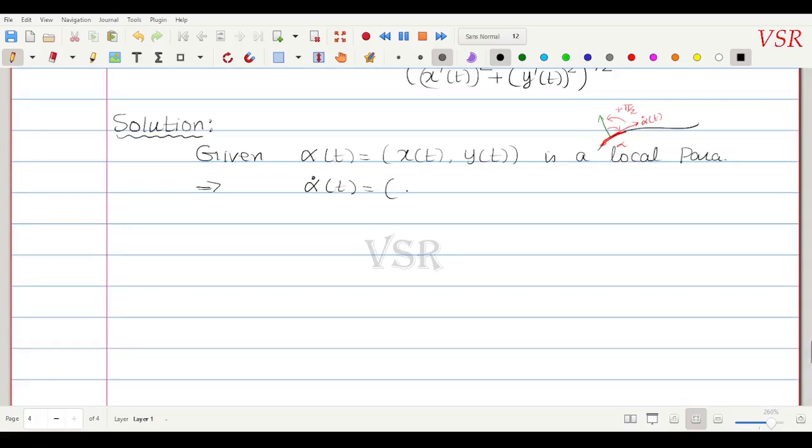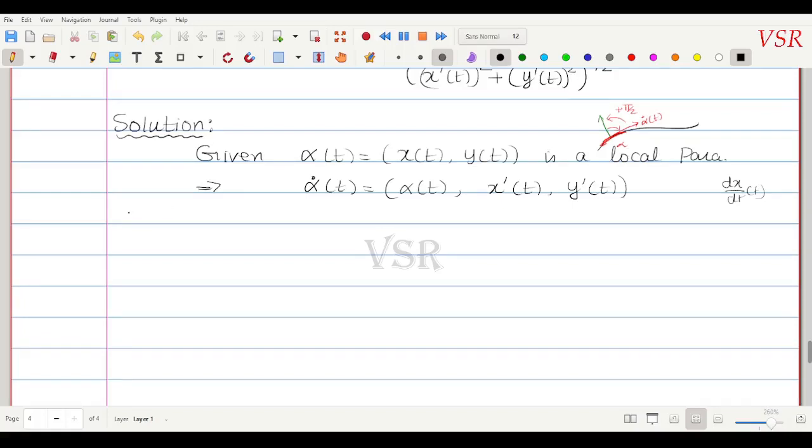This is alpha of t, the tangent vector field, which is given by x dash of t, comma, y dash of t. Actually you should write dx by dt of t, but instead I will use this notation, x dash of t, y dash of t.